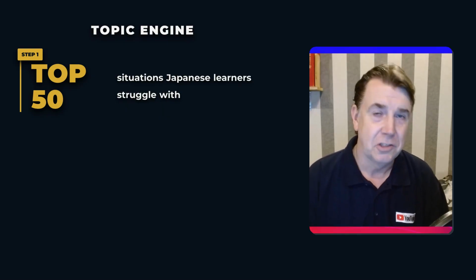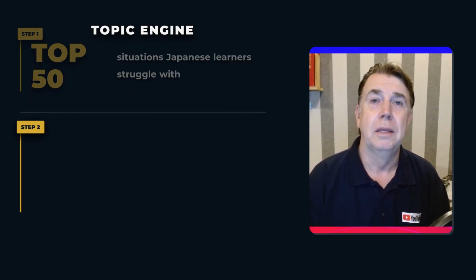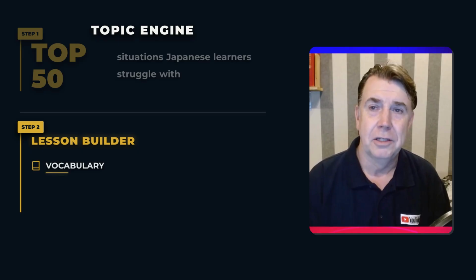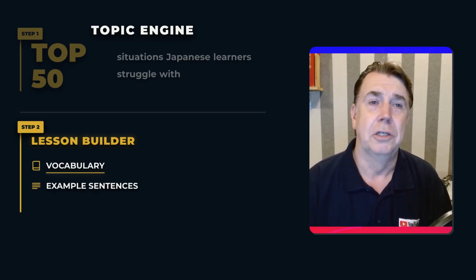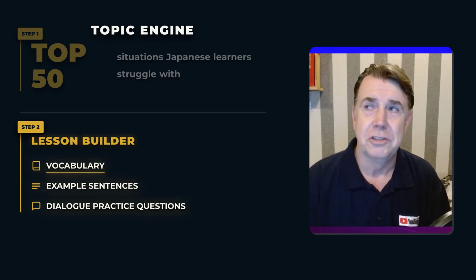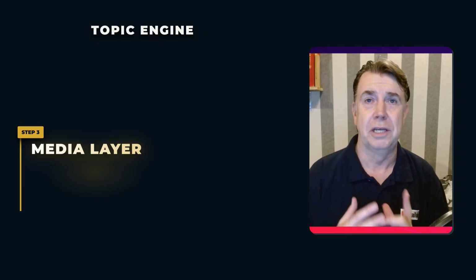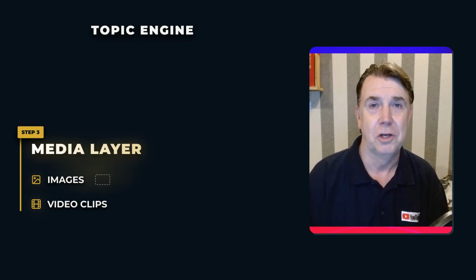3. Practical workflow for your use case. Given your focus, YouTube plus Udemy plus ESL learners, here's a high-leverage system. Step 1, topic engine: generate the top 50 situations Japanese learners struggle with. Step 2, lesson builder: automatically create vocabulary, example sentences, dialogue, practice questions. Step 3, media layer: generate images for each vocabulary item, create short video clips for context, produce audio narration. Step 4, distribution: long form on Udemy, short form on YouTube Shorts, clips, social media.